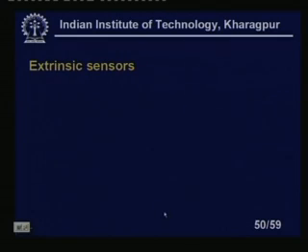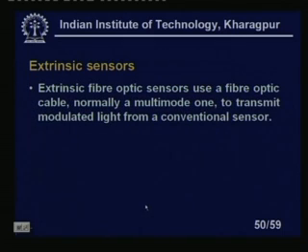The extrinsic sensors. Extrinsic fiber optic sensors use a fiber optic cable, normally a multimode one, to transmit the modulated light from the conventional sensors. As I told you, just to give an example, in the measurement of the temperature of the exhaust of a jet engine, we can use an optical pyrometer, but the light has to be transmitted to it. That type of sensor we call an extrinsic sensor instead of an intrinsic sensor. So, it is not fiber optic as a sensor as such, but the transmission of the light from the optical mode to the conventional sensors.